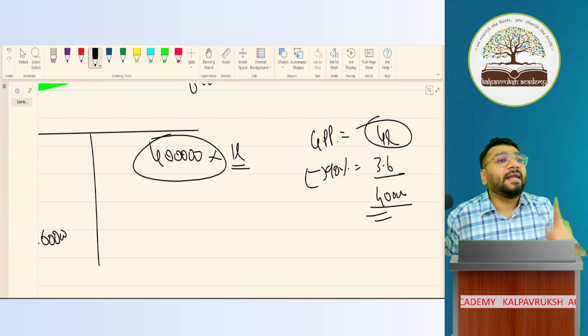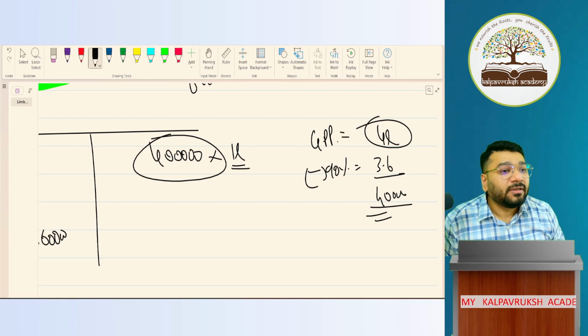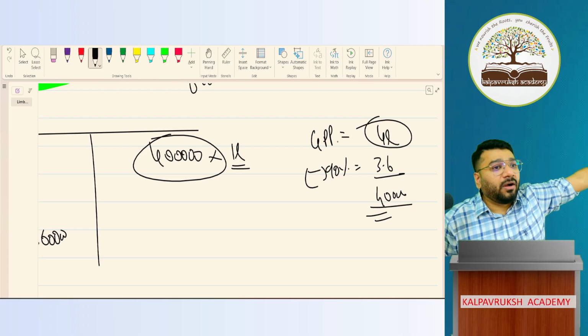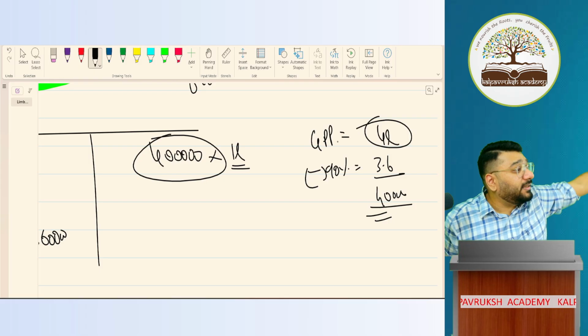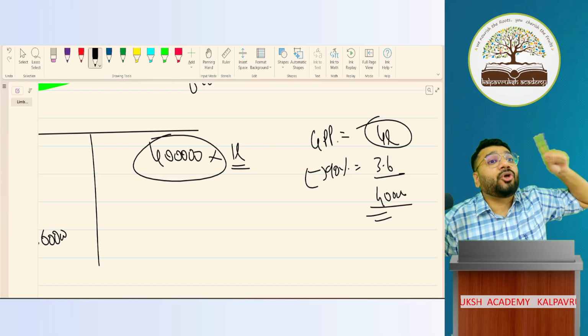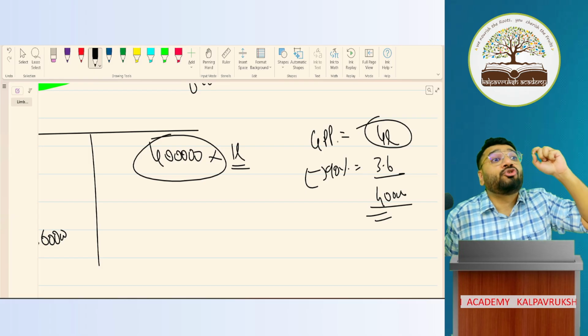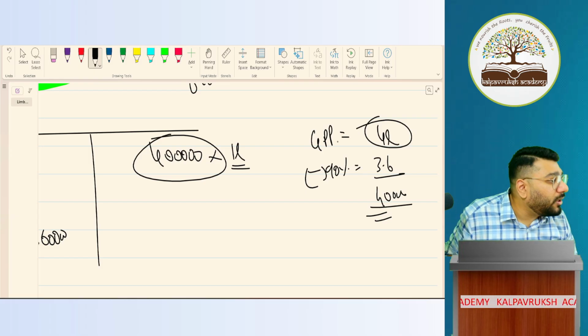You should show the true data, not the falsified data. Hence, the accounting framework and the accounting standards board, ICAI, said that do not show the sale at the gross price. Always show at the net price, because that is the true income and true expenditure. Got it?